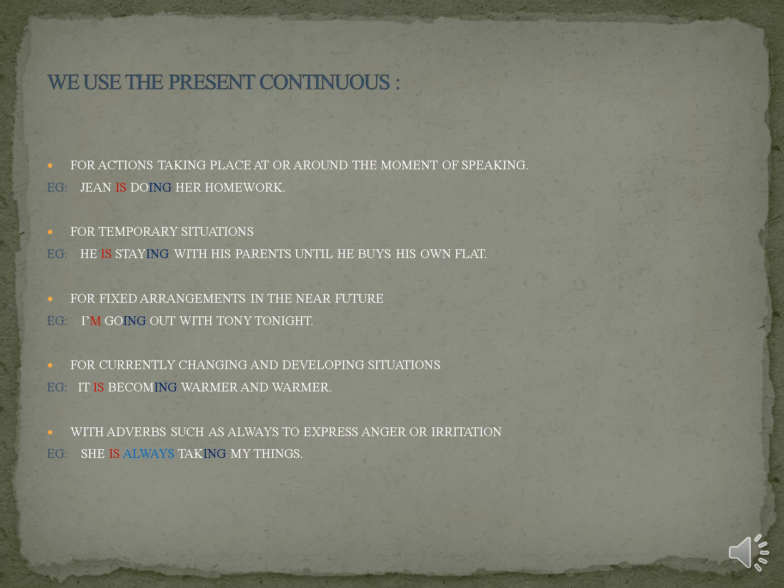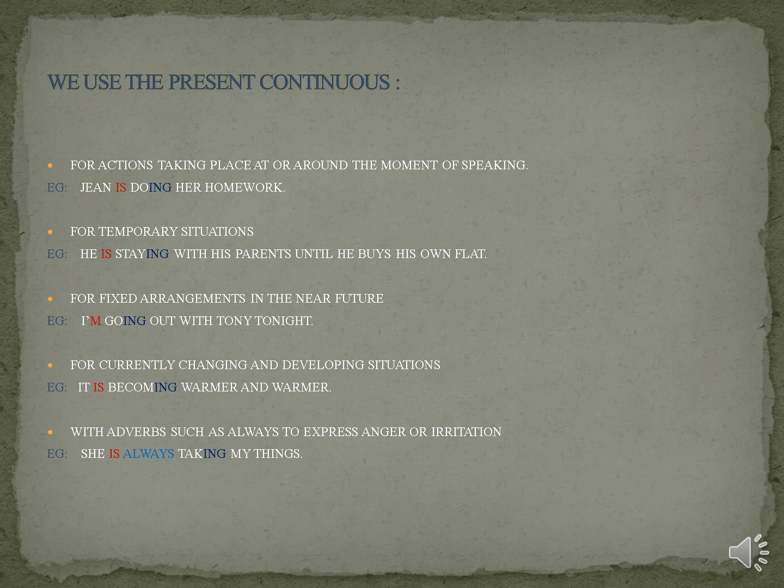It is used for temporary situations. The example is, he is staying with his parents until he buys his own flat. It means he doesn't intend to live with his parents forever, but he is doing that until he buys his flat. It is used for fixed arrangements in the near future. For example, I'm going out with Tony tonight.